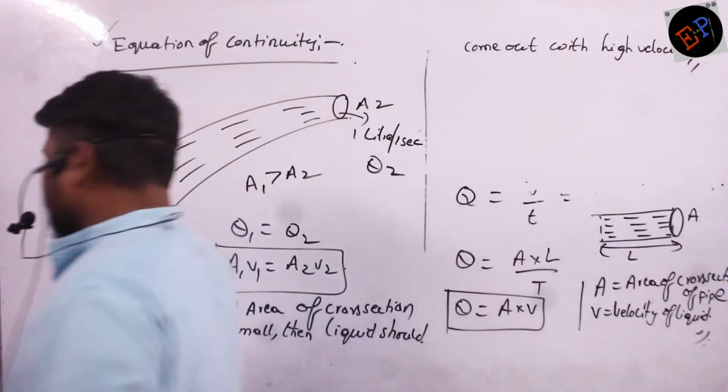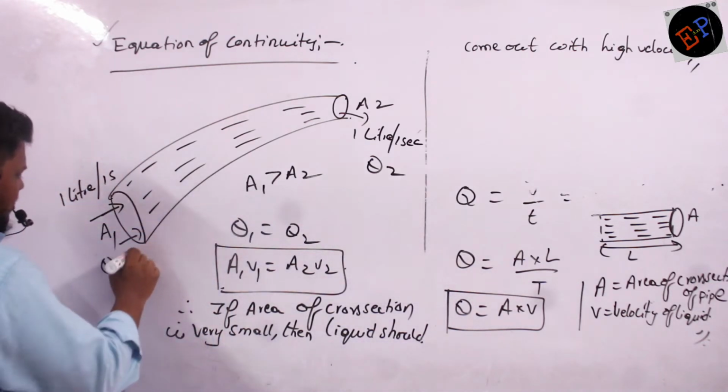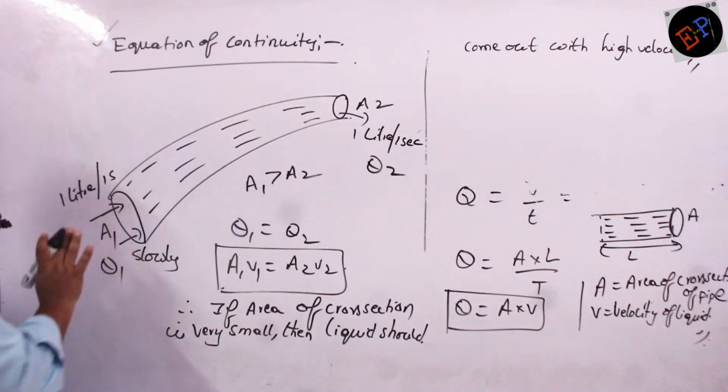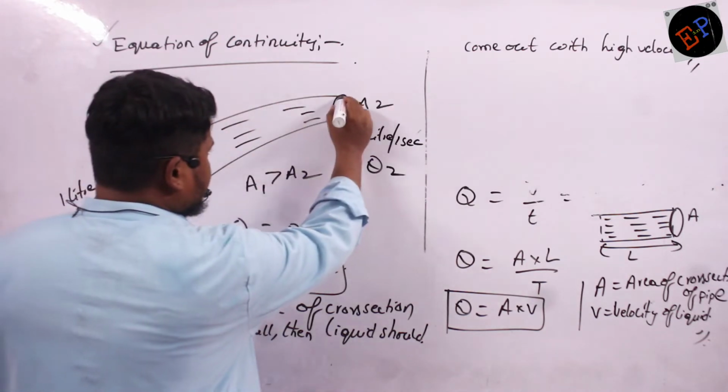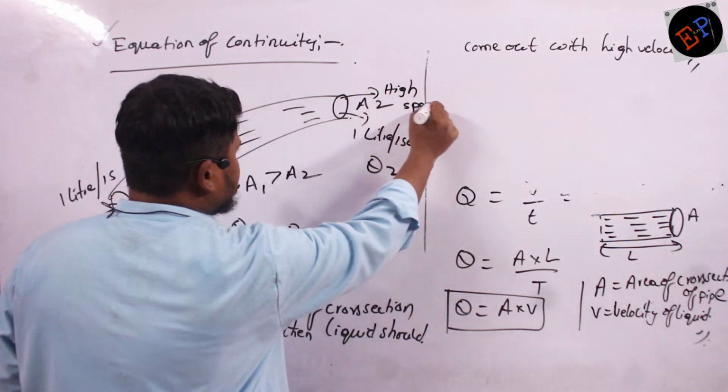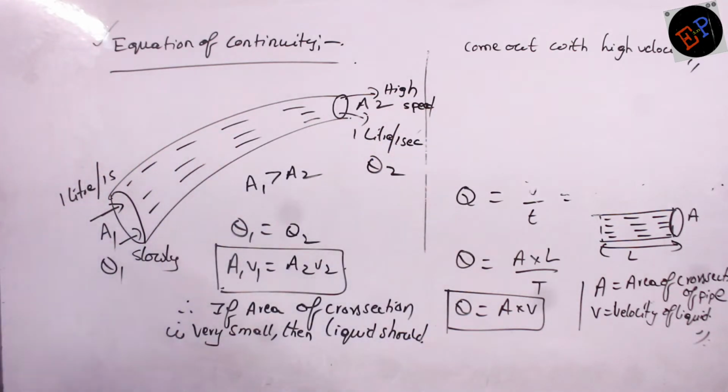Clear, no? So here water is entering very slowly, but same 1 liter of water in 1 second. But here water is coming with very high speed. Why? Because area of cross section is very small. Are you able to understand? So this is an important concept.